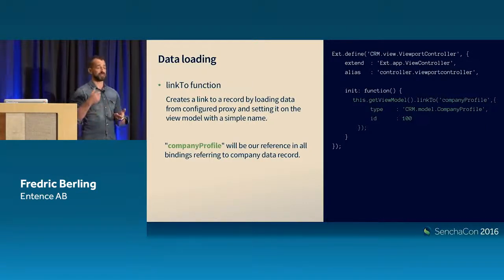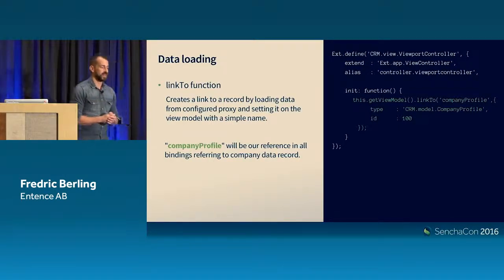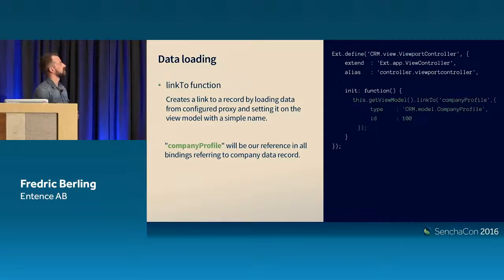What's going to happen is that it's going to go out to that model, load its proxy, and populate the view model. We're going to set a company profile on the view model. So after doing this command, there will be an AJAX request to the backend using the proxy. And when it's done, we're going to have a company profile word to use when we bind stuff to this view model. So company profile will be our reference in all bindings. Company profile is the instantiated data model.